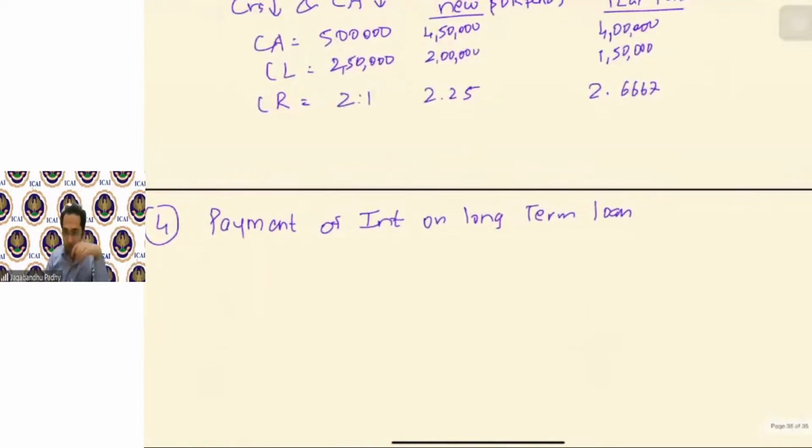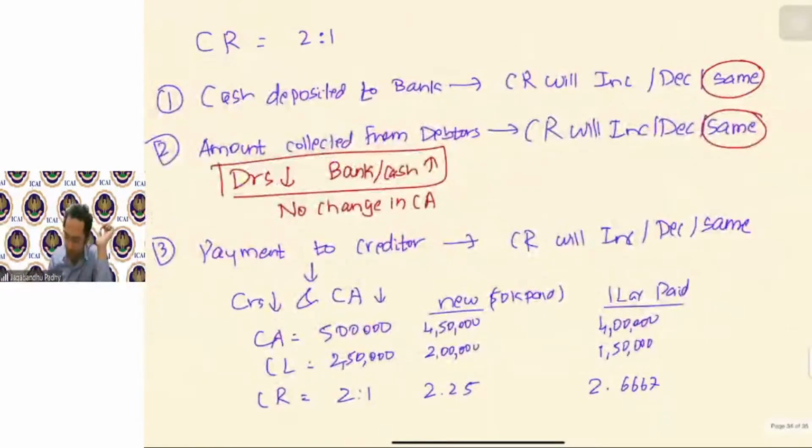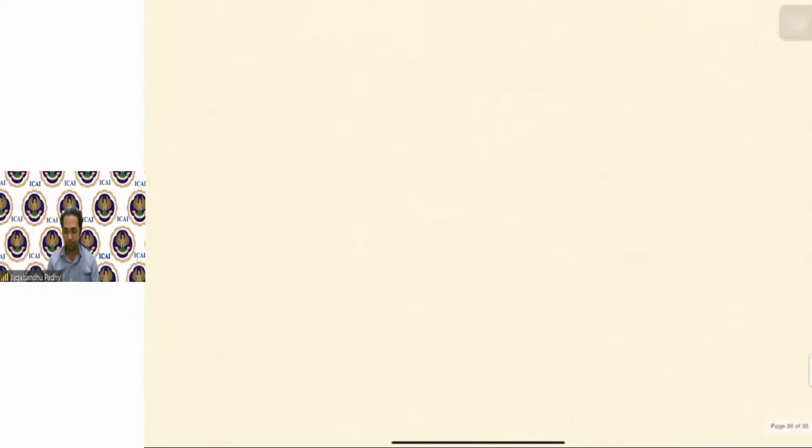Meanwhile, Praveer Datta is asking how your second answer is remaining same because you collected an amount from debtor, Praveer. So you are no more having the debtor balance as it was earlier. So debtor balance gets reduced and bank or cash balance increases. So essentially no change in the current asset, therefore current ratio remains same.